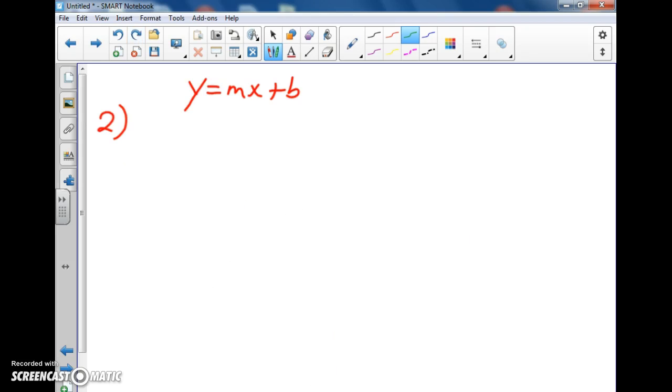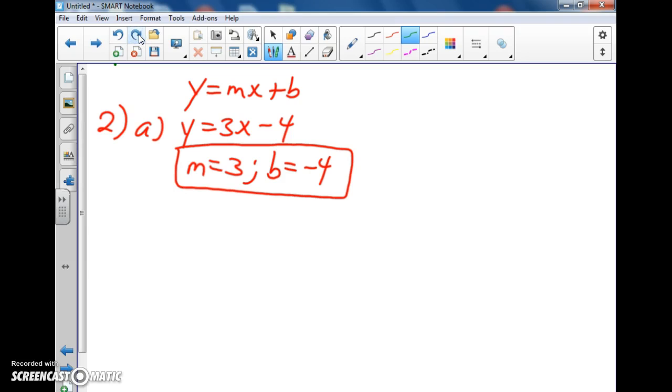Okay, find the slope and the y-intercept. You know this is the equation of a line that gives you the slope m and the y-intercept b. Here's the first one, A. You get this, right? So how much is m, the slope? How much is b, the y-intercept? That's it. How simple was that? The slope is 3 and the y-intercept is negative 4. Put the box around it. There we go.